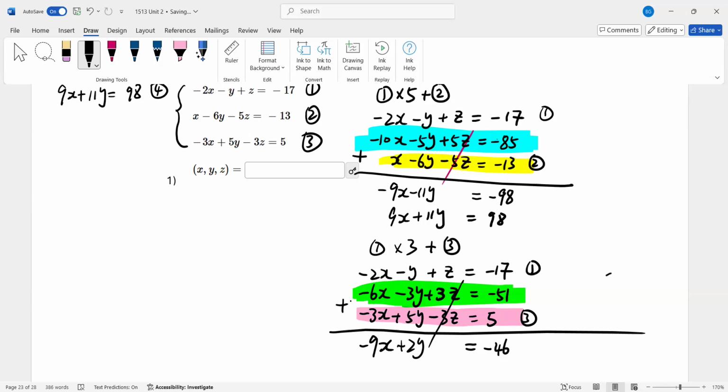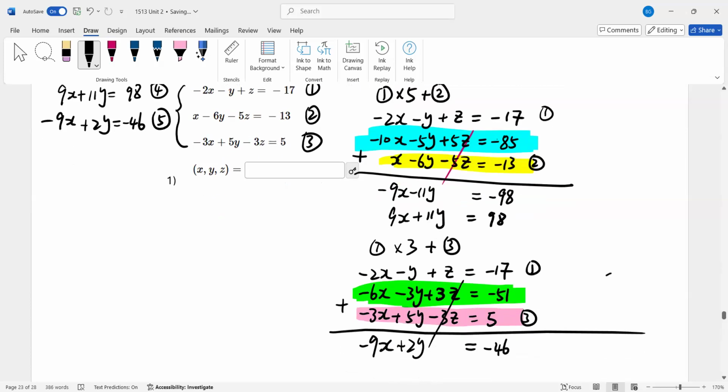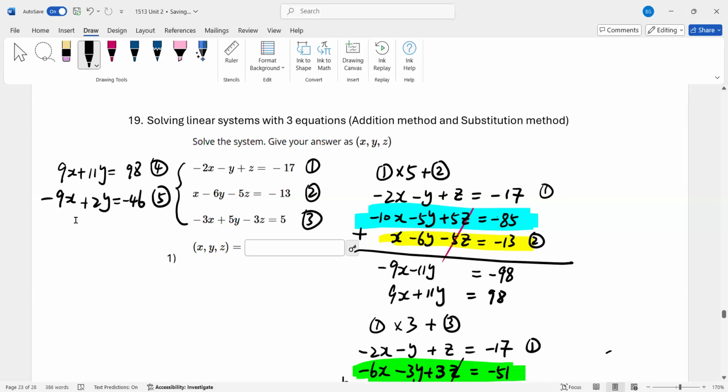So that is another equation. I'm going to put it here: negative 9x plus 2y equals negative 46. I'm going to label this equation 5. After we apply the addition method twice, we derive two equations without z. Yes, we successfully eliminated z.